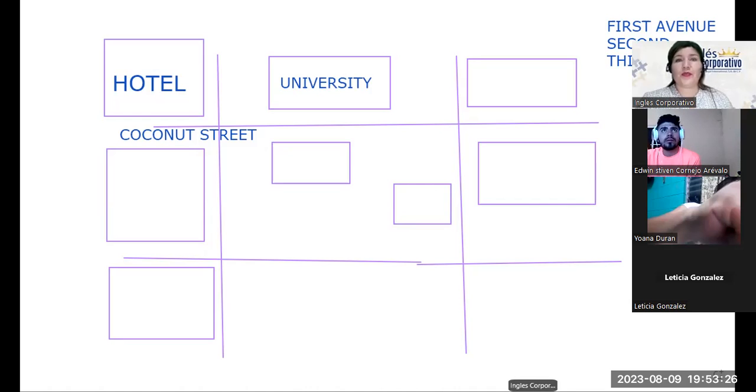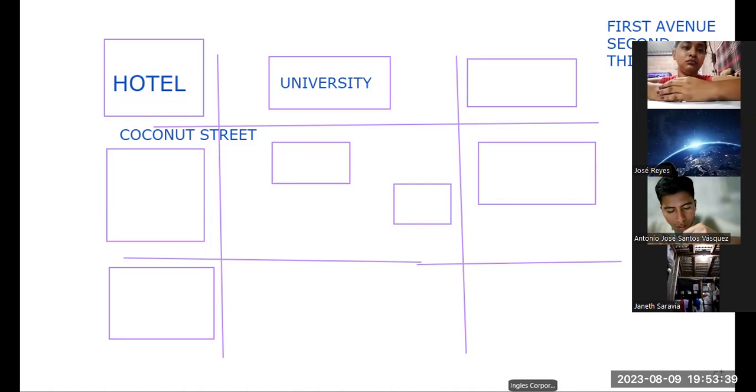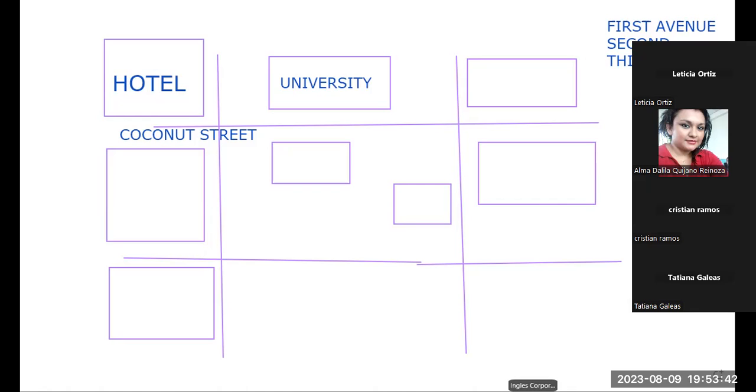Sí. Ok, Alma Dalila viene todavía en camino y Leticia González está en el trabajo, así que la vamos a tomar en cuenta. Hello, Cristian. No había visto a Cristian. Cristian, ¿está en el trabajo o en su casa? No hay respuesta. Okay, so I am going to leave it there. Accept the invitation to go to the rooms right now. There you go.